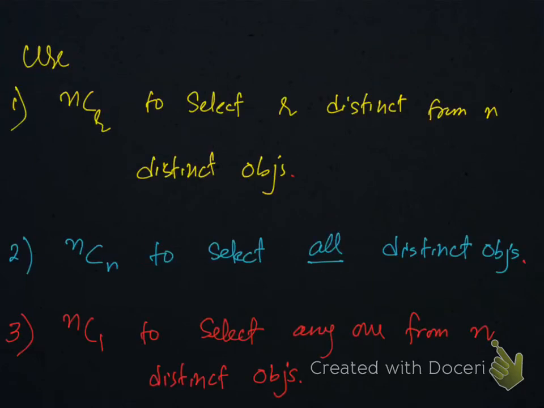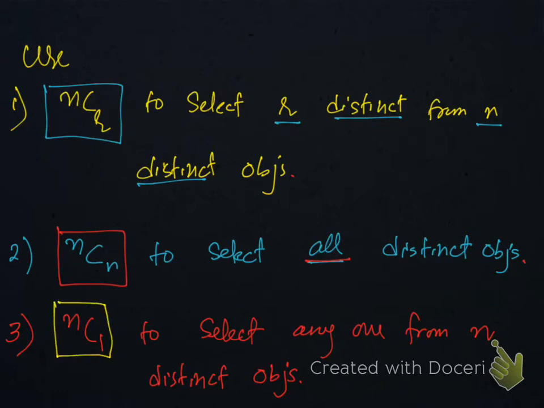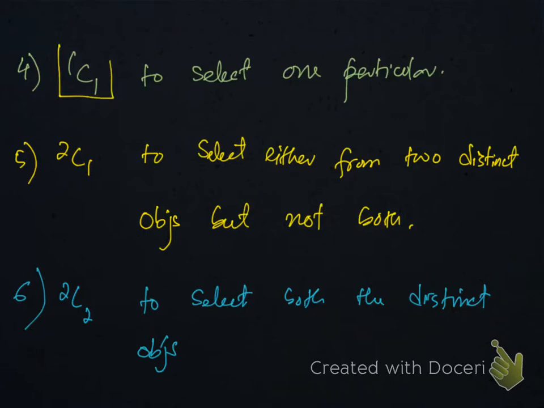Use NCR to select R distinct from N distinct objects. Now, this is very important. We use NCR to select R distinct from N distinct objects. We use NCN to select all. If we have to select all 7 letters of the word uniform, then just write 7C7. Well, this NC1 is used to select any one from N different objects. 1C1 is used to select one particular object.